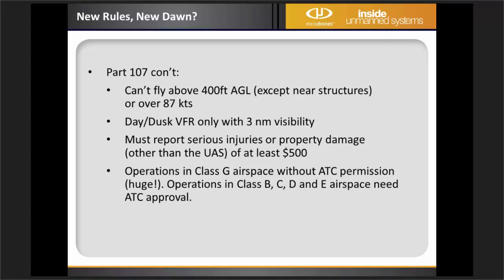This one was a little bit of a surprise. We thought the ceiling was going to be above 500 feet above ground level, but it's restricted to 400 feet. It has an interesting exception, though. You are allowed to go over 400 feet AGL if you stay within 400 feet of a structure. So, for example, if you're inspecting a 500-foot tall cell phone tower, you can fly all the way up to 500 feet.